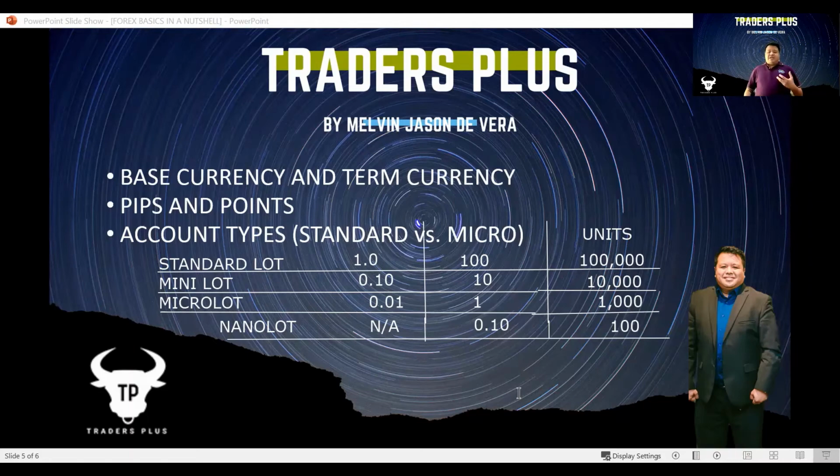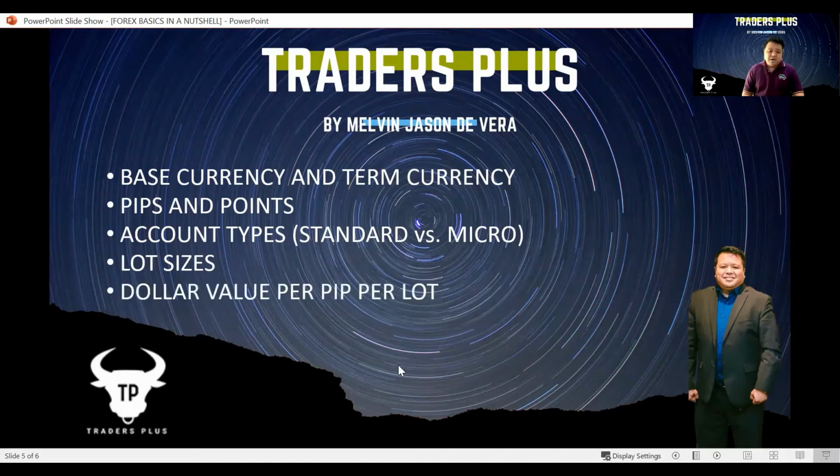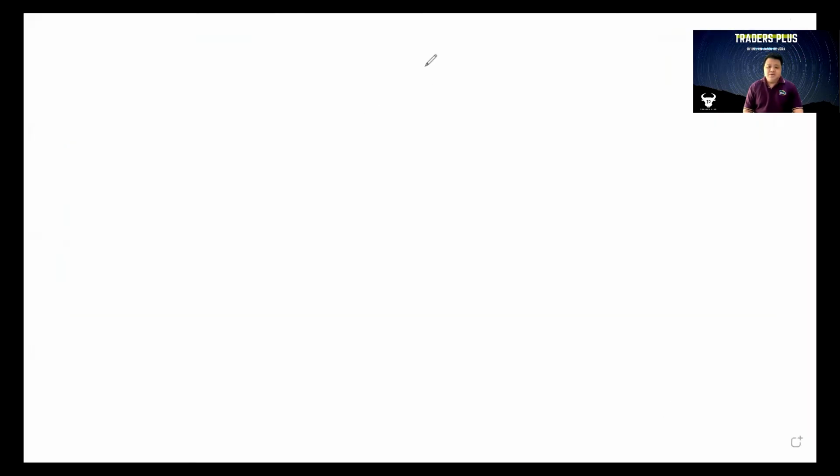Okay? So you can trade that small pagdating sa ating micro accounts. Okay. Now, lot sizes. So nabanggit na natin, okay? Actually, naisama ko na doon sa lesson na yon. Kaya ang importante, anong yung dollar value kada pip, kada lot. Okay. So, in this scenario, I am going to share a whiteboard para doon ako magsulat. Okay, here we go. So again, let's have the lot sizes.